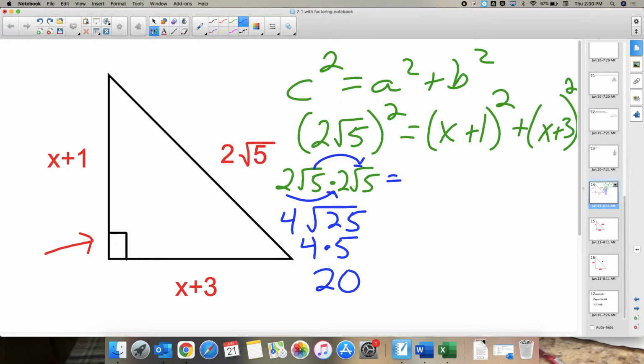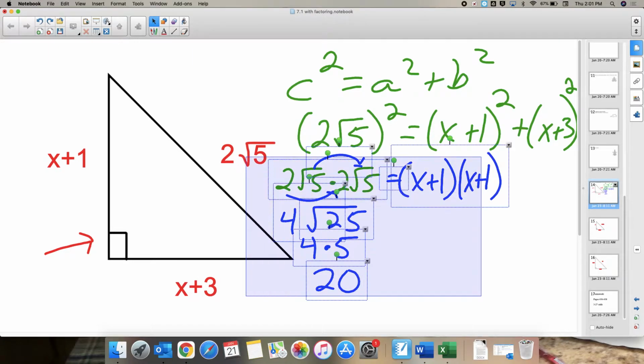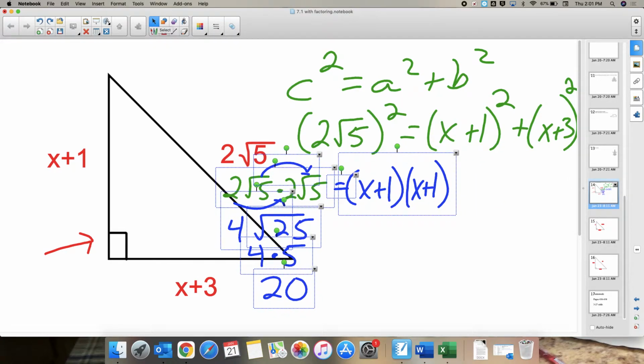Now, when I go to do the other side, this is where we have to be careful. x plus 1 squared does not mean that I square the x and I square the 1. Right? If you try to do that, you're going to end up completely with wrong answers. To square something means you multiply it by itself. So it means I do x plus 1 times another x plus 1. Let's see if I can slide this stuff over real quick. Give me a little bit more room.